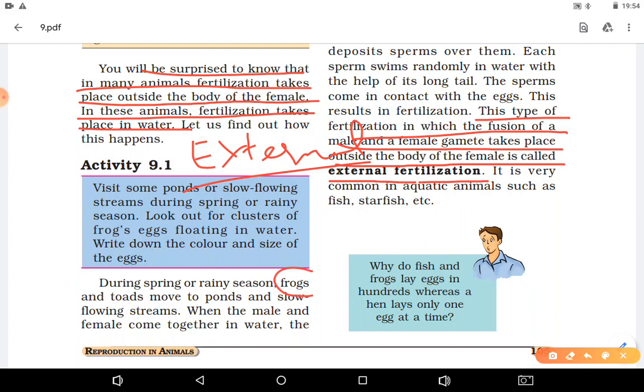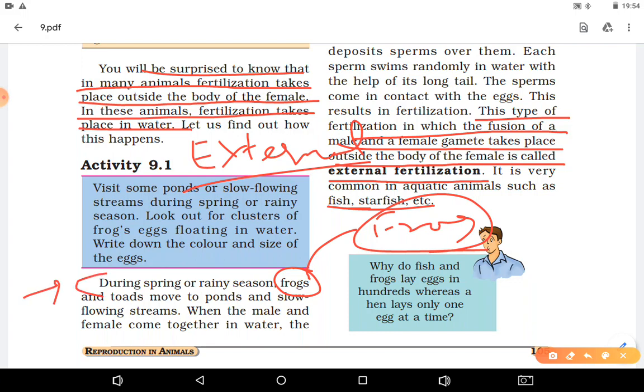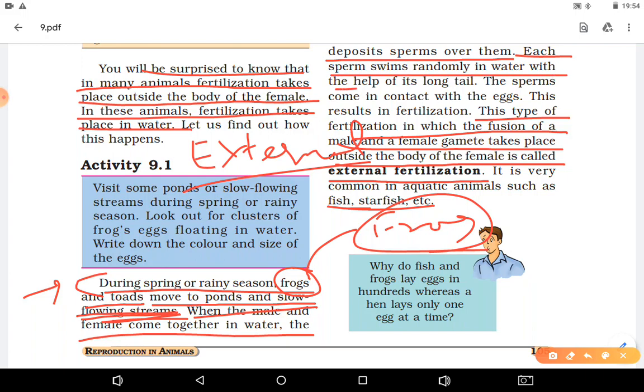External fertilization का एग्जाम्पल दिया मैंने, बहुत अच्छा एग्जाम्पल है, frog most common example है. इसके अलावा fish, some starfish also show it. जैसे इन्होंने बताया है फ्रॉग के अंदर कैसे फर्टिलाइजेशन होती है. In the rainy season, the frogs and the toads go to the edges of ponds and streams, near water, where the female and male come together in the water. Then they deposit the sperm over them, then the sperm swim rapidly in the water with the help of the long tail, then the sperm come in contact with the egg, which results in the fertilization.